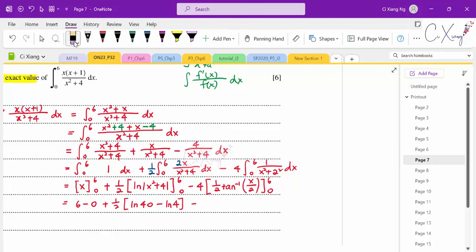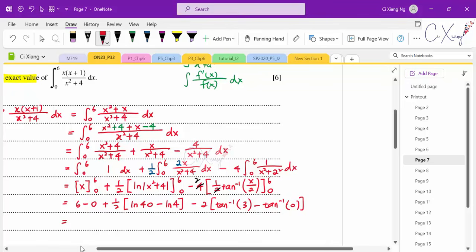Okay, then 4 and 2 can be simplified with each other, right? So you're having a 2 here. So you're having a 2, then tangent inverse 3 minus tangent inverse 0. Alright, then again, they are asking for exact value. Therefore, you just try to simplify the term as much as you can.